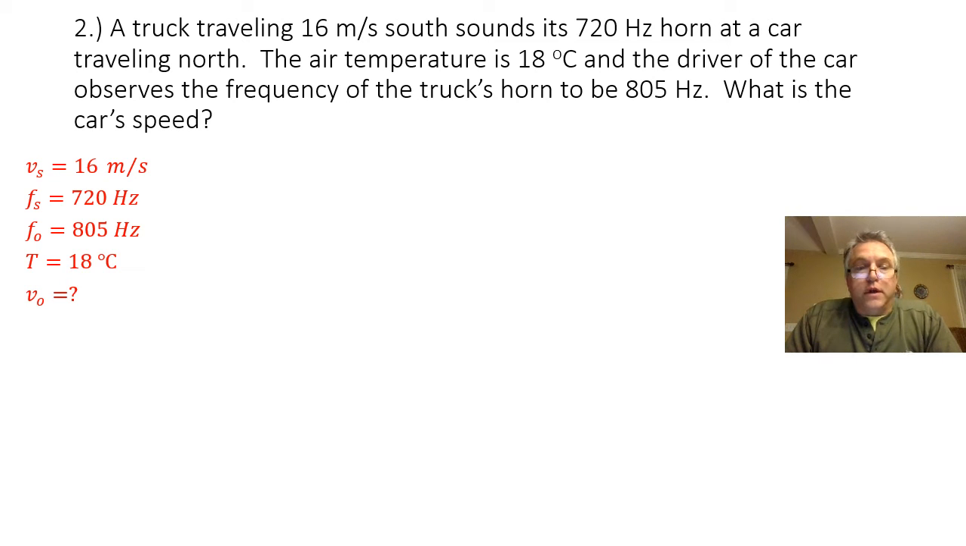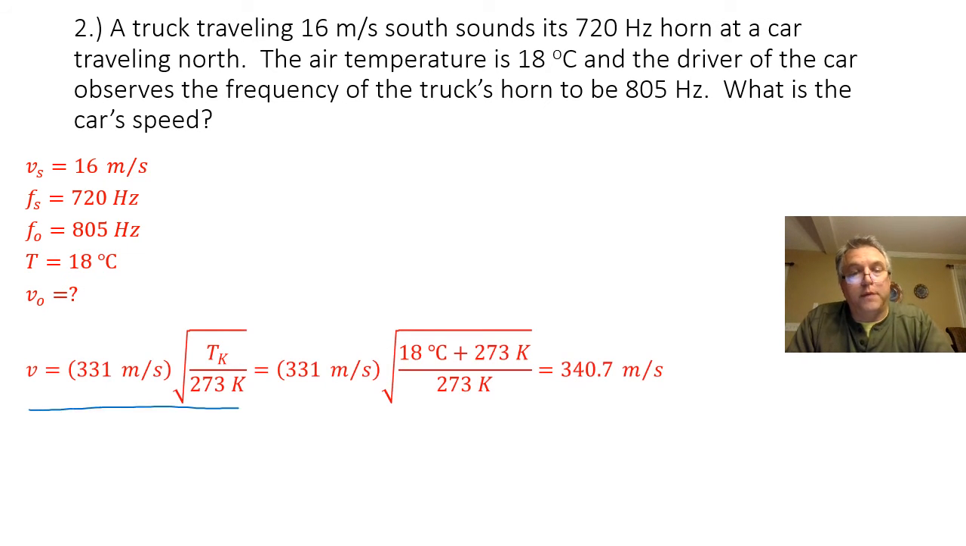So I know the first thing I'm going to need to do is to find the velocity of the sound wave at 18 degrees Celsius. In order to do that, I'm going to use my speed of sound in air formula, and I'm going to plug in my air temperature, which I need to convert to Kelvin, so I have to add 273 Kelvin to 18 degrees Celsius. When I do out that math, the speed of the sound wave at 18 degrees Celsius is going to be 340.7 meters per second.